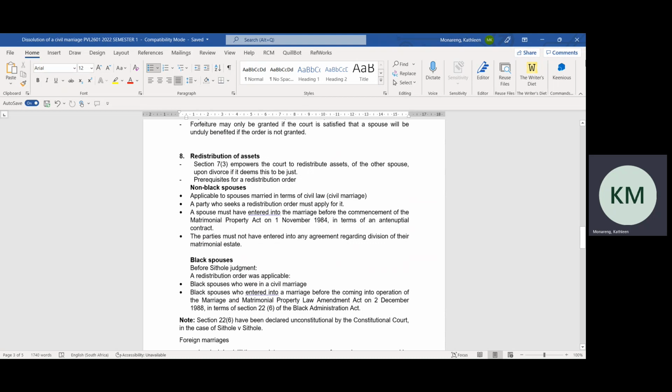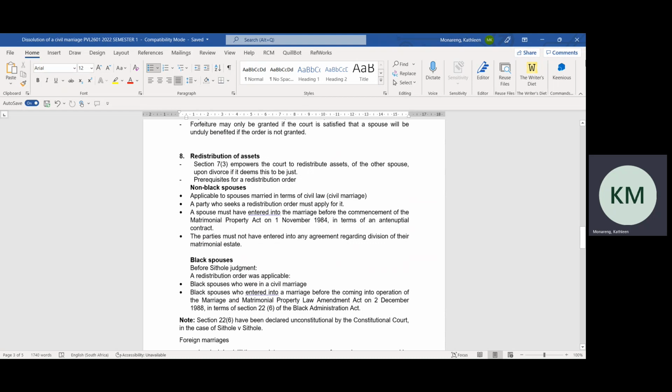Now, the result of this is that at the present moment, Black spouses who are in a civil marriage cannot bring a claim for redistribution of assets. This is because in terms of the act, it could only be brought if the marriage had occurred before 2 December 1988, and for it to apply, the marriages had to be out of community of property. So those spouses are now protected because their marriages are now automatically in community of property.